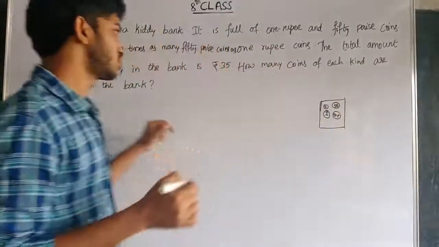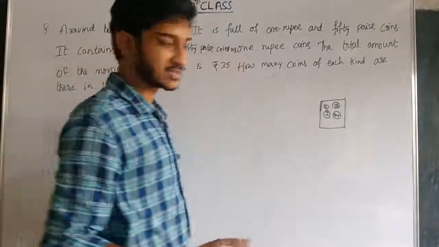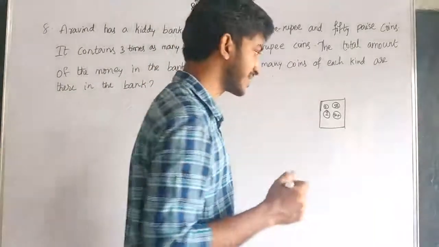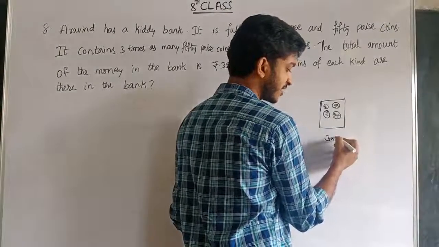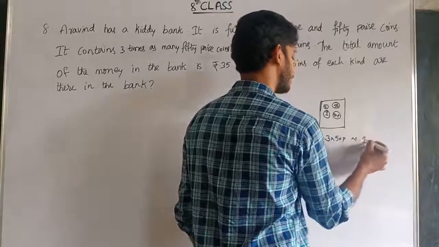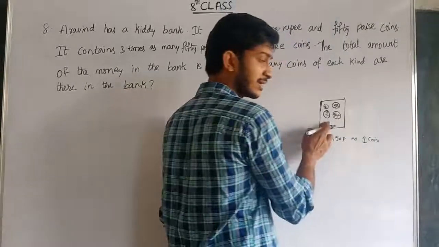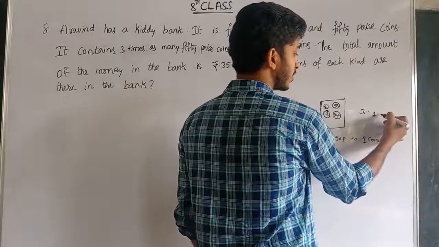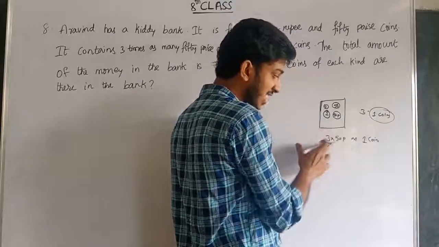So it contains 3 times as many 50 paisa coins as 1 rupee coins. It means this kiddie bank contains 3 times as many 50 paisa coins as 1 rupee coins. For example, if it contains 3 one rupee coins, then this box has 3 times of it.